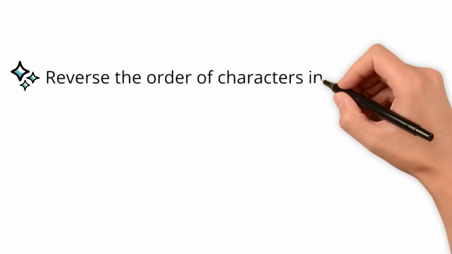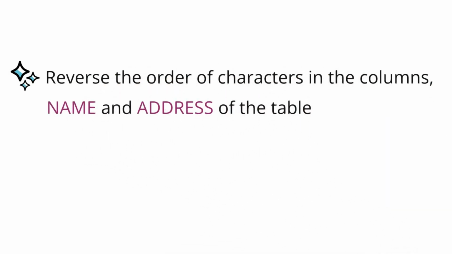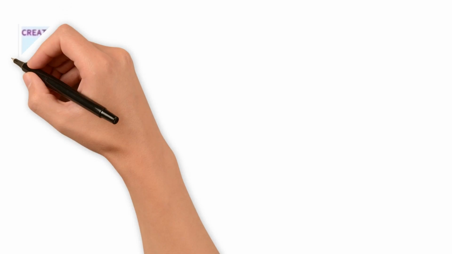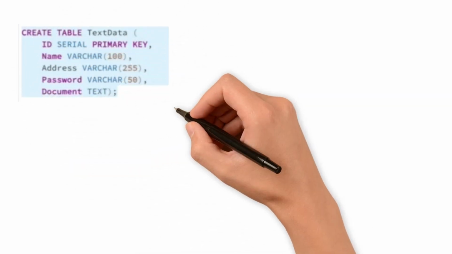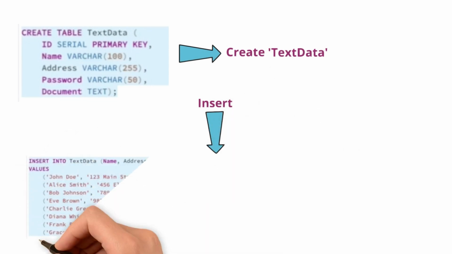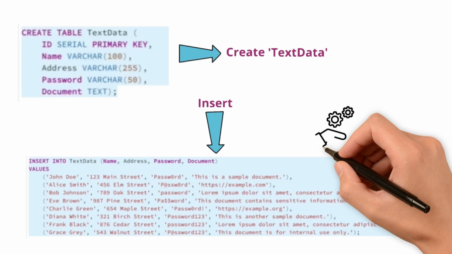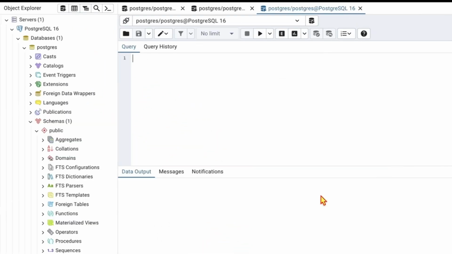Next, reverse the order of characters in the columns name and address of the table text data. I'll share the DDL scripts to create a table named text data and insert relevant data into it. So you can leverage the dataset for your string functions practice. Place the question on your SQL editor in the comment section.